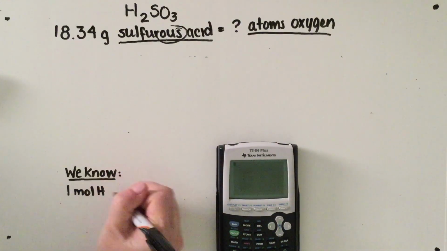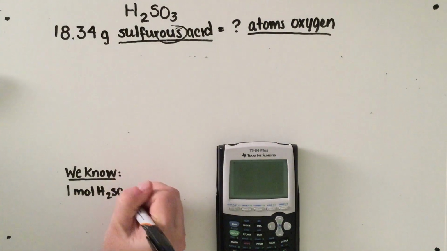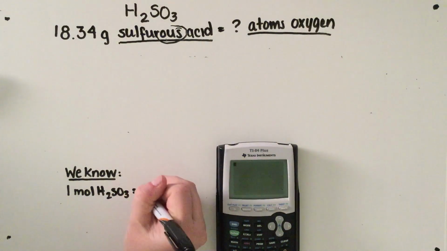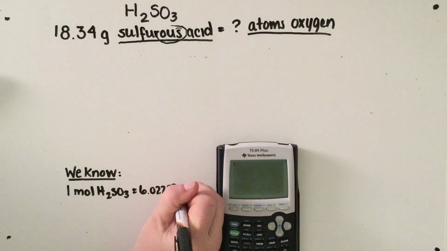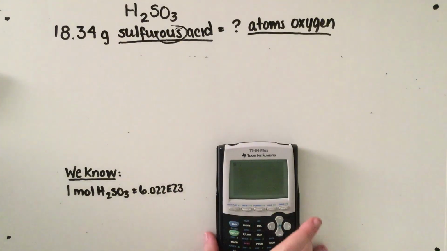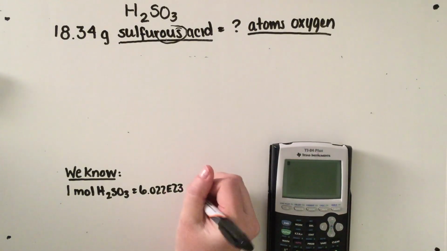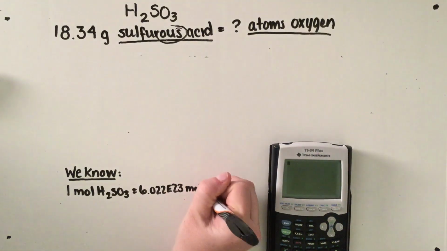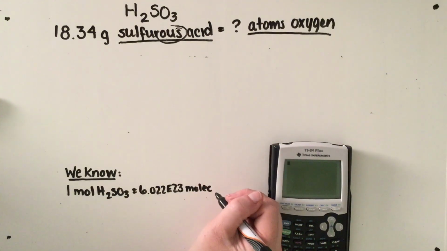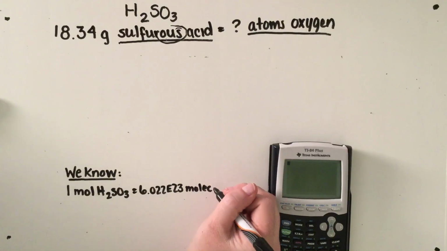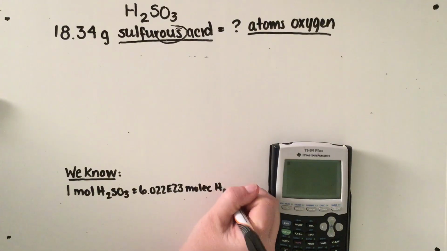We know that 1 mole of H2SO3 is equal to 6.022 times 10 to the 23rd. And really, you could use molecules or formula units here. I'm going to go with molecules since it starts with a nonmetal, hydrogen. But really, it also breaks into ions if you put it in water, so you would be just as correct using formula units.